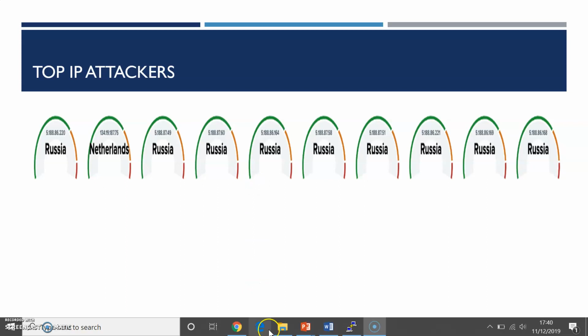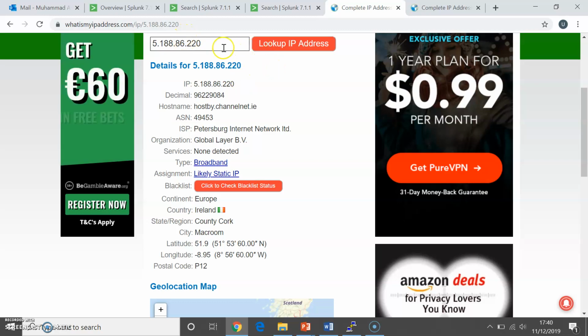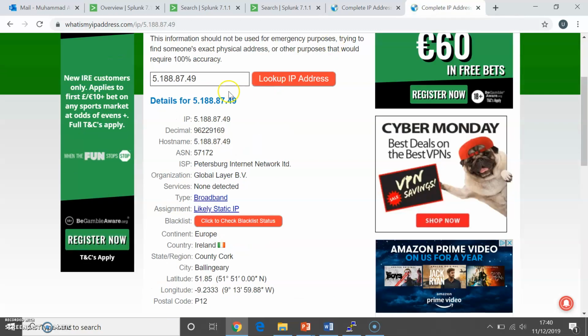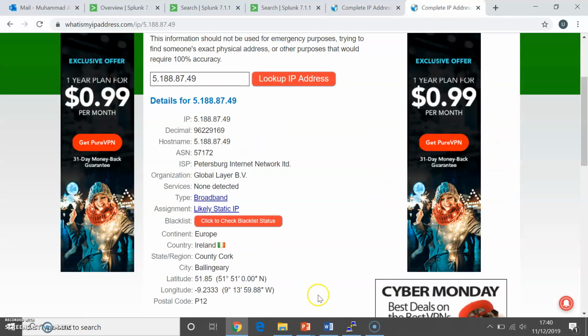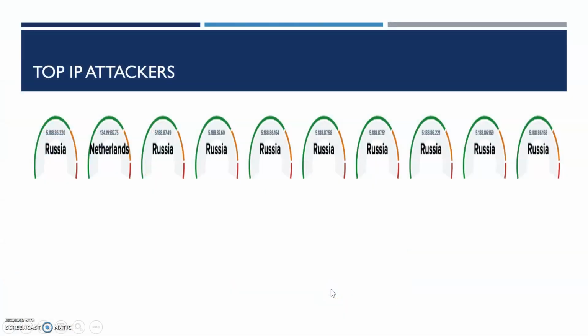And for that, I'll show a quick example here. I took one of the IPs and I looked it up on What's My IP Address, and it shows it from Ireland instead of Russia. I looked up the second one as well, and it also shows as from Ireland and not from Russia. So here the attacker probably used these IPs to mask themselves and hide their true identity.